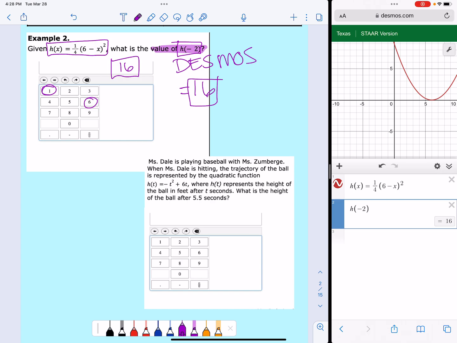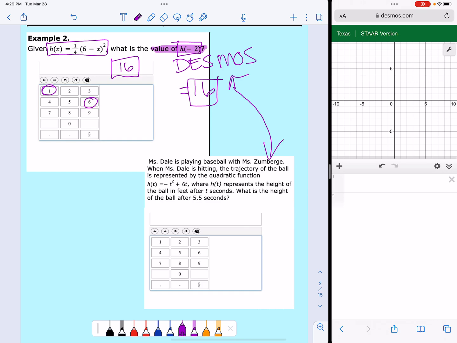Now let's look at another one. It says Miss Dell is playing baseball with Miss Zoomberg. When Miss Dell is hitting, the trajectory of the ball is represented by the quadratic function h of t equals negative t squared plus 6t, where h of t represents the height of the ball in feet after t seconds. What is the height of the ball after 5.5 seconds? So for this one, it's the same thing as Desmos. We're going to graph this equation.